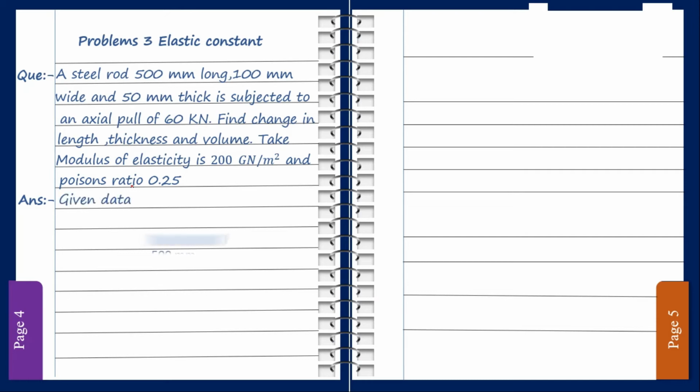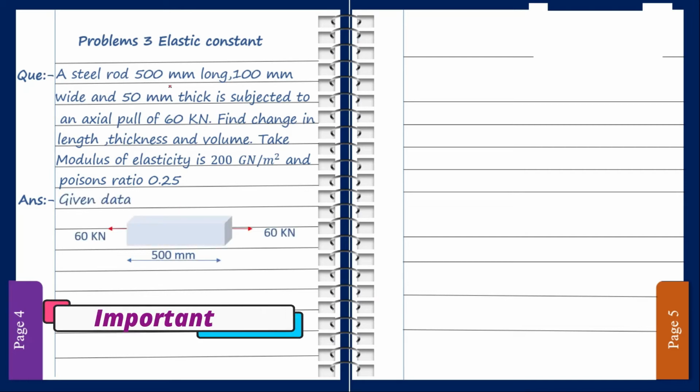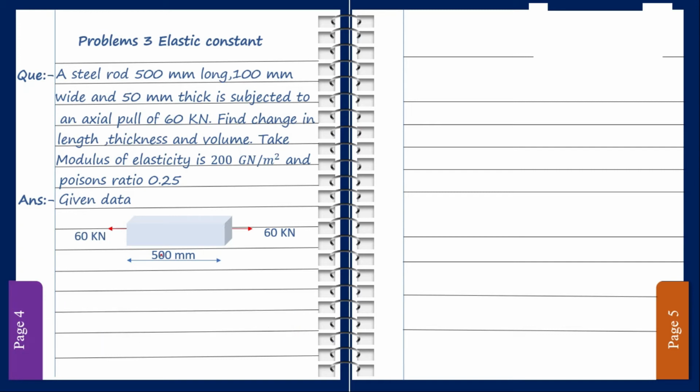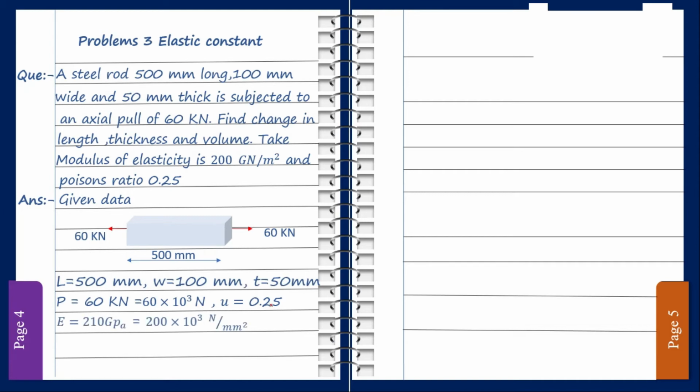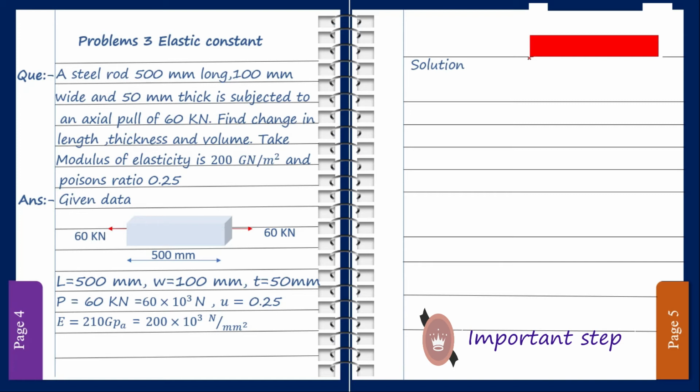Given data, we can represent these values in terms of a diagram. Member of 500 mm length and 100 mm wide as well as 50 mm thick, subjected to a 60 kN axial pull. Value of Poisson's ratio is 0.25. E is 200 into 10 raised to power 3 Newton per mm square. Let us move to the solution. So this is the nice way to approach the problem.